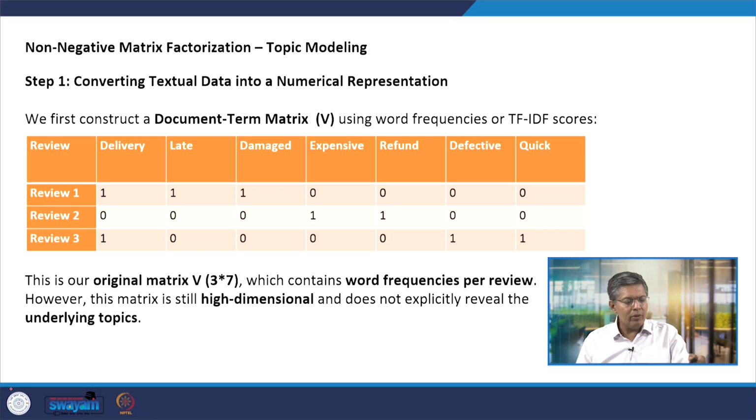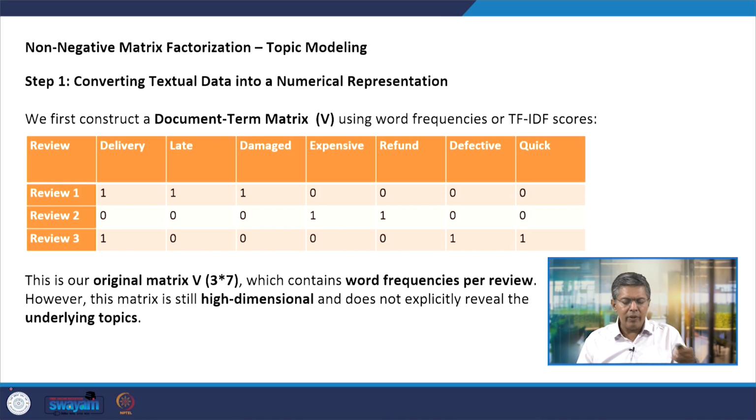So, in the first review delivery came once, right. In the second review it was not there, in the third review delivery was again there. Late similarly, in review 1 it was there, in other reviews it was not there, right. Damaged, same case. Expensive was not there in review 1, but was present in review 2, but again not in review 3, right. So, you can do this, presence is 1, absence is 0, right. So, once you have done this, right.